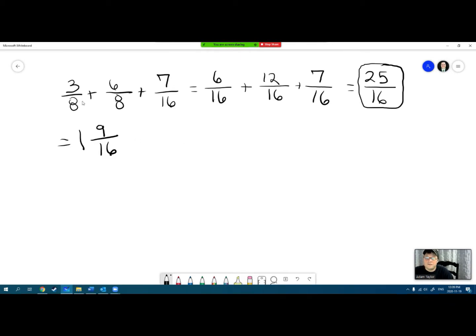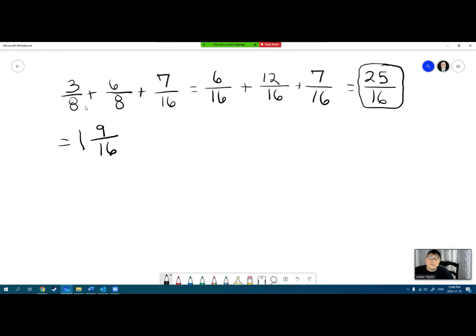So just a review, we're going to add these three fractions together. Before we can do that, we must make sure that the denominators are the same. Here we have two denominators that are 8s and one is a 16. We need to find a common denominator, so find a denominator that both 8 and 16 will divide into equally. Well, 8 will go into 16, and 16 goes into itself. So the new denominator is going to be 16.